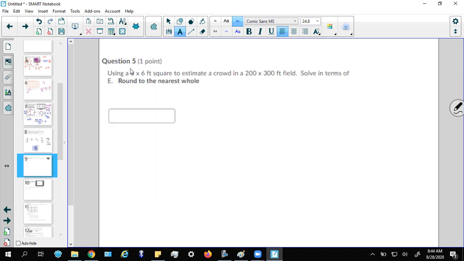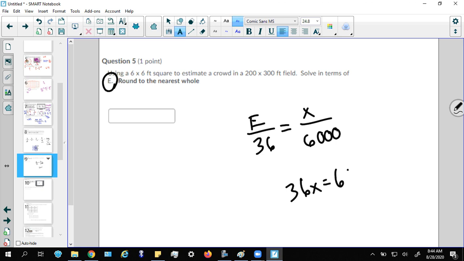All right, using a 6 by 6 foot crowd to estimate. Now it says solve in terms of E, so that means I'm going to have an E on my answer. So E over 36 is equal to X over 60,000. Cross multiply, you get 36x is equal to 60,000 E. So I divide 60,000 by 36. My answer ends up being, rounded to the nearest whole, 1,667 E.